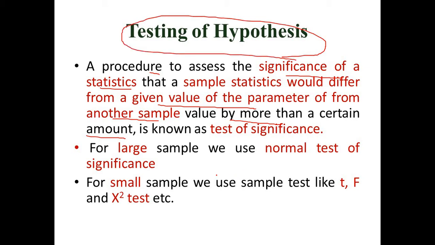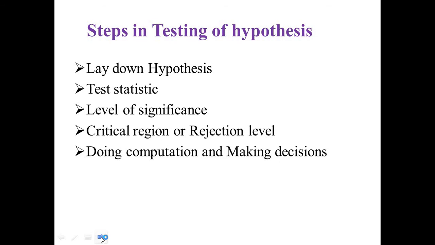For sample size, a number of criteria are used for testing of hypothesis. If the sample is large, we use the normal test of significance, and if it is a small sample, then we use the t-test, f-test or the chi-square test. Then, in continuation with this, we will go into detail on the steps which are used in testing of hypothesis.